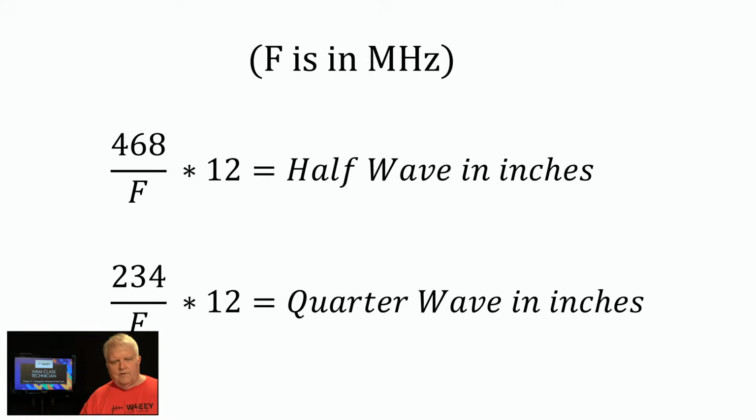Also, there's what we just talked about up here, 468 divided by F, the frequency in megahertz. If you want a quarter wavelength vertical antenna, it's 234 divided by F. And to get the answer in inches, you take that feet and of course multiply it by 12 inches. So this will give you half wave antenna in inches if that's what you need, or quarter wave in inches if that's what you need.